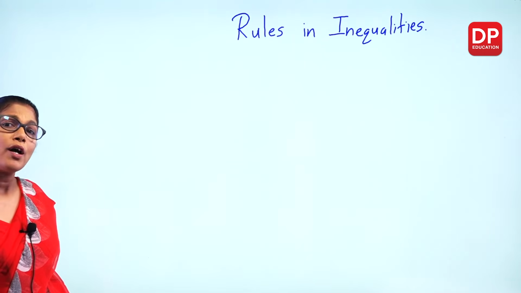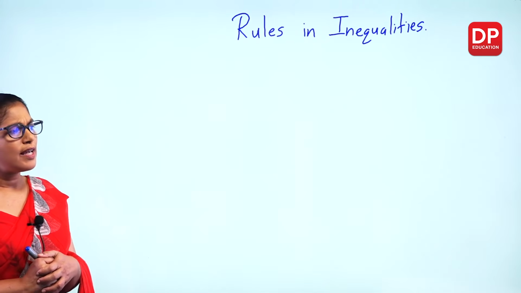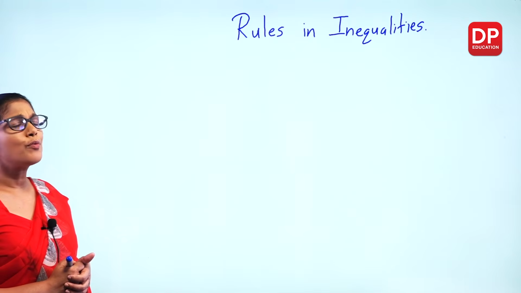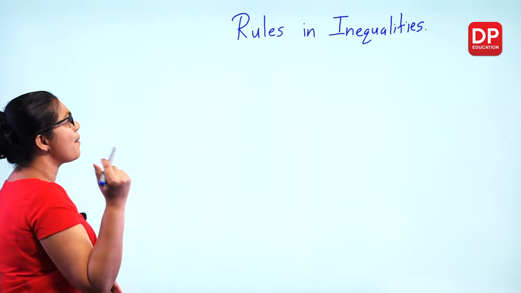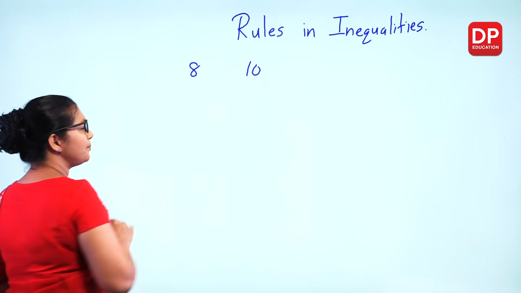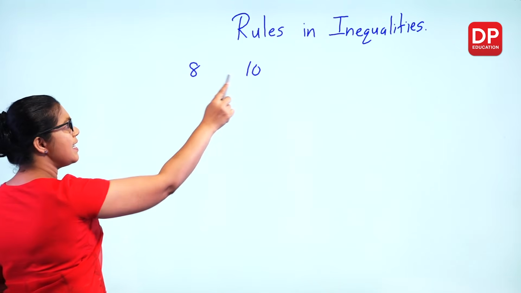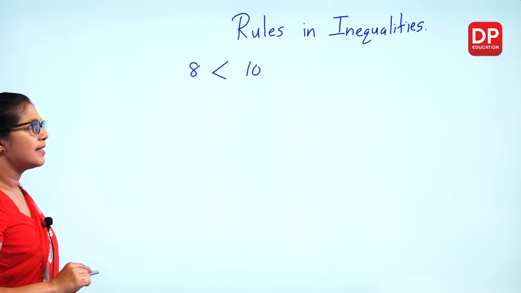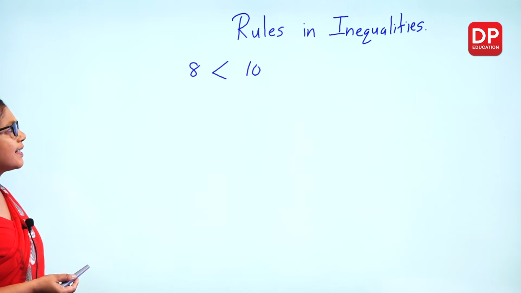Now we'll see what the rules in inequalities are. So here we'll take some examples and try to find out what the rules are. We'll take two numbers, 8 and 10. Which side is greater? We know 10 is greater than 8, so we can use this symbol, the open side of the crocodile mouth towards 10.